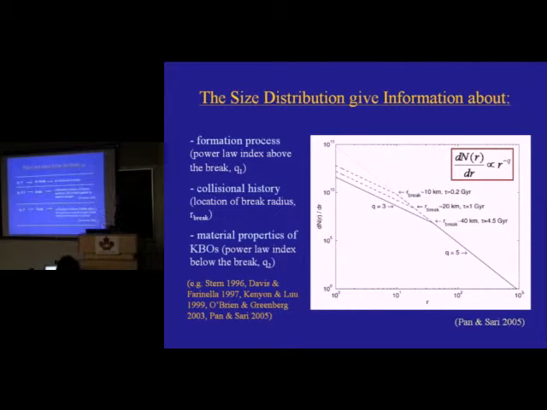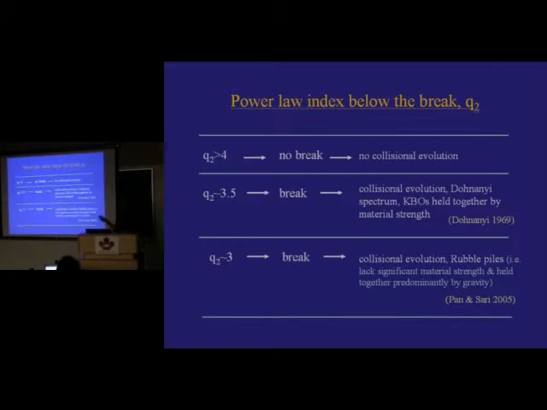So if the power law index for small bodies would be 4 or larger, the conclusion would be that there was no collisional evolution in the Kuiper belt, and this continues from large bodies down to small bodies. If the power law index would be around 3.5, the conclusion would be there was collisional evolution. This 3.5, most of you probably know it. It's the famous Dohnanyi spectrum, and it would imply that Kuiper belt objects are held together by material strength.